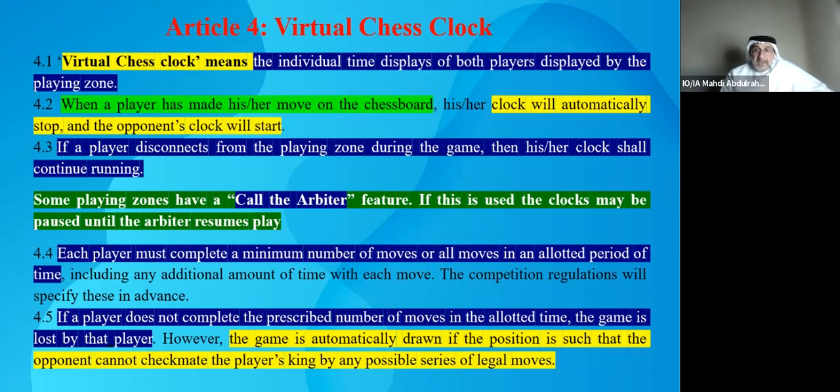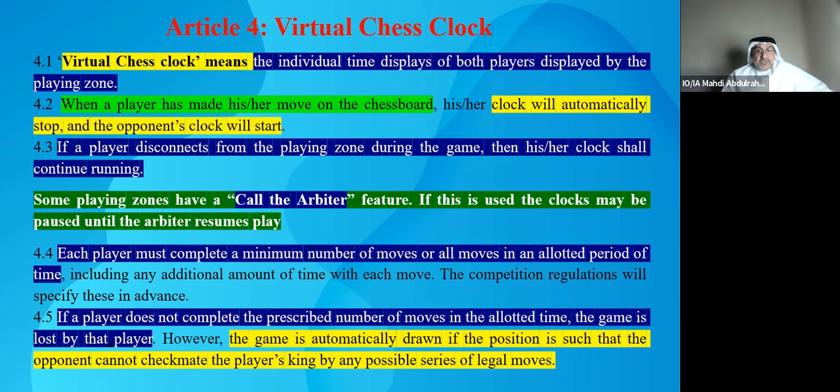The game is automatically drawn if the position is such that the opponent cannot checkmate the player's king by any possible series of legal moves. So automatically, the platform gives a draw. But sometimes the platform gives a draw, but in the position there is a win. So in this case, the arbiter stops the clock, then lets the players continue.